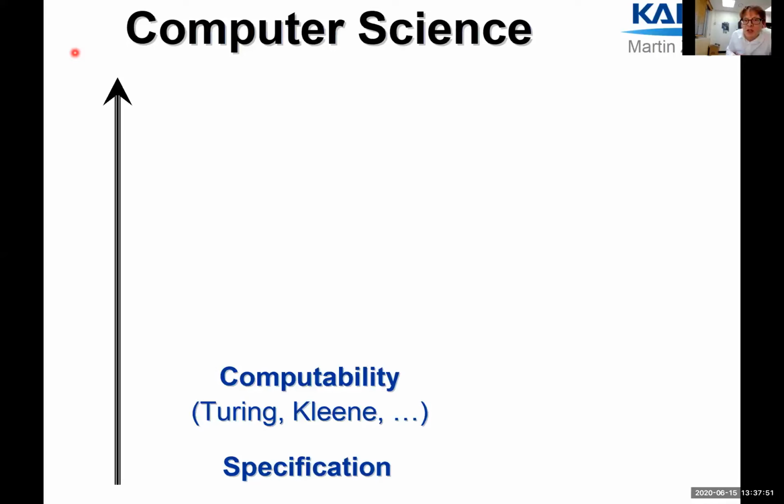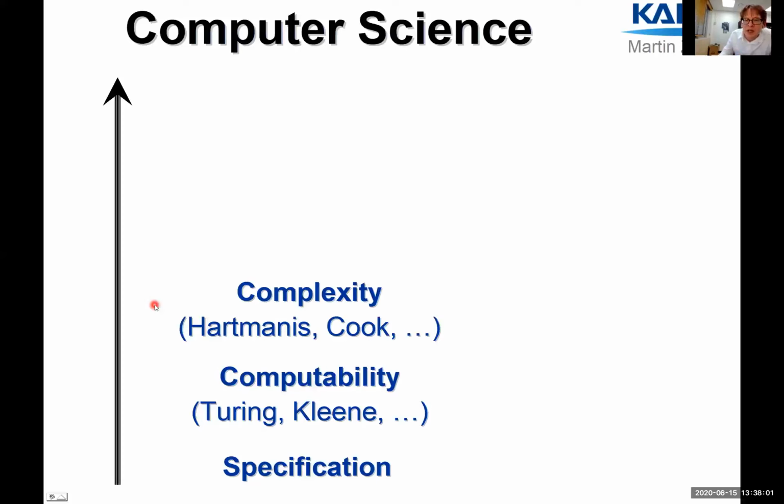After and only after having established computability, then one can start looking for efficiency questions, namely complexity. Complexity theory arguably started with the work of Juris Hartmanis, and one of the gems in this field, or several of the gems, are of course the works of Stephen Cook.